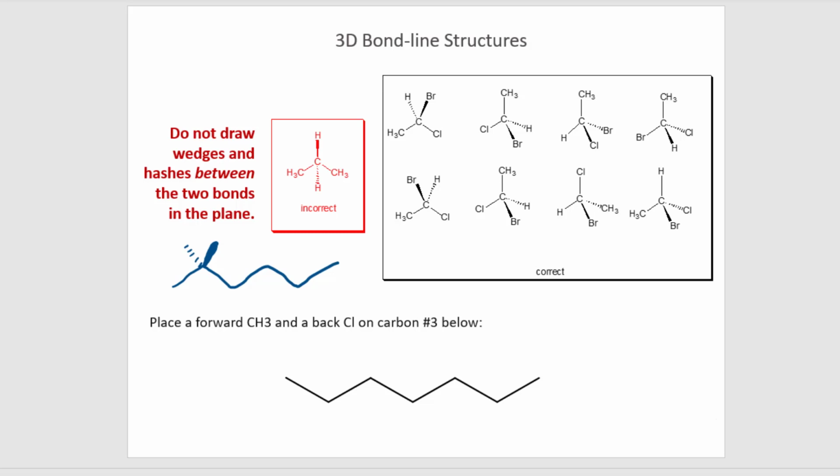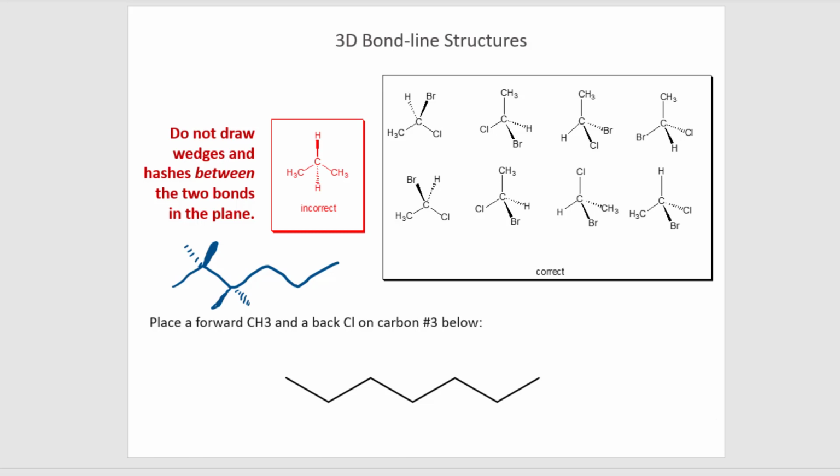So what I don't want you to do is what I have in red here. You do not put something in the acute angle here, because that's not the best place for something. You want to put it in the obtuse area, spatially away from one another. So don't draw things in this acute angle. Draw everything in the obtuse area. Make sense?